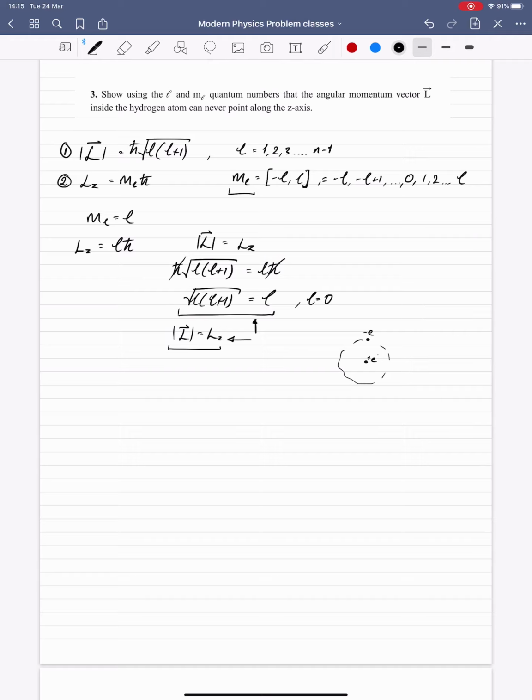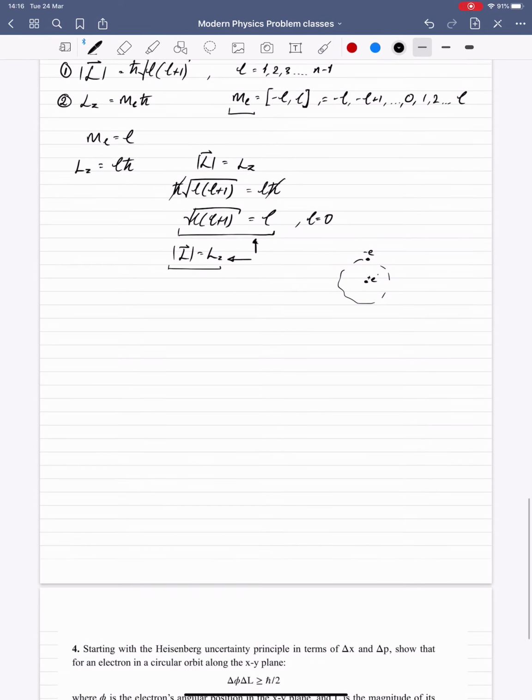So conceptually speaking, Lz cannot be equal to the magnitude of the angular momentum of our electrons because it doesn't actually fit in our model, in the Bohr model, essentially. It doesn't make any physical sense for us to have a 0 angular momentum but still have an orbit of an electron. So they're incompatible, essentially. Logically speaking, they don't make sense.